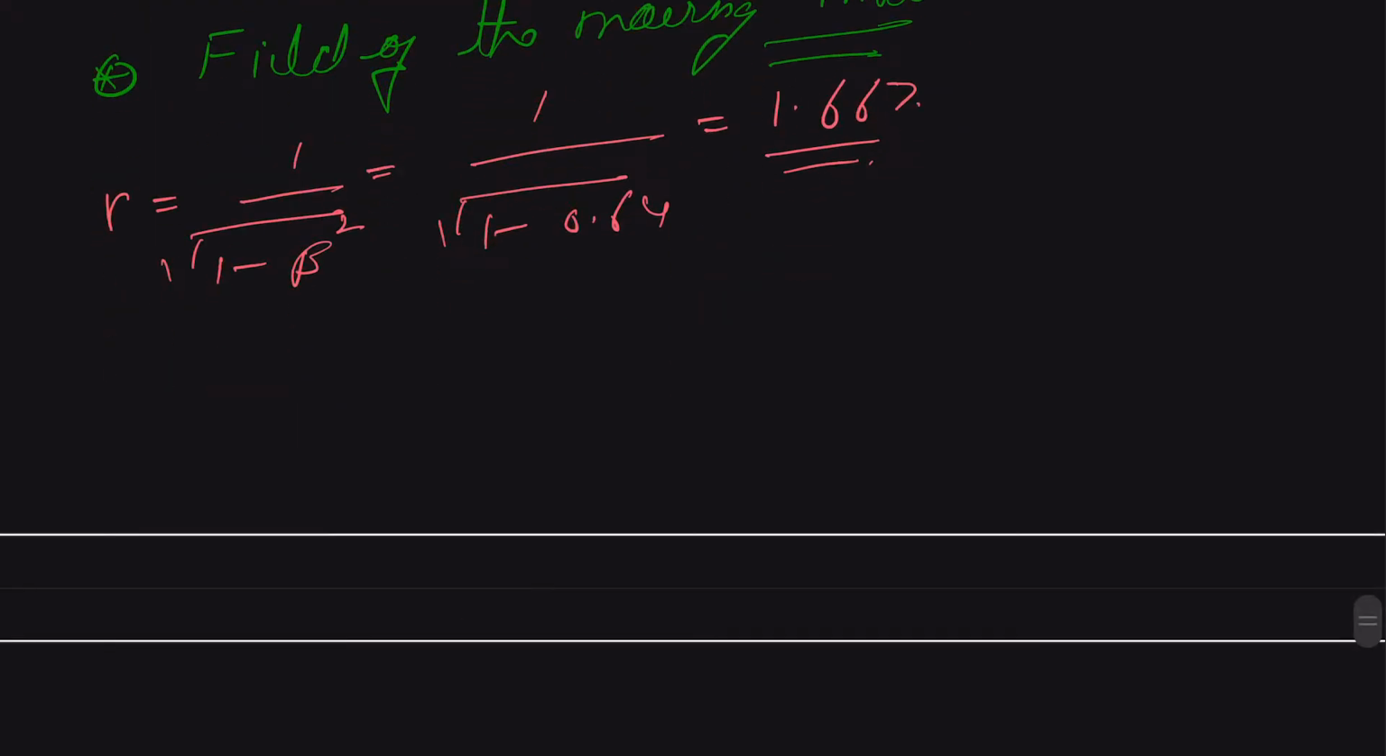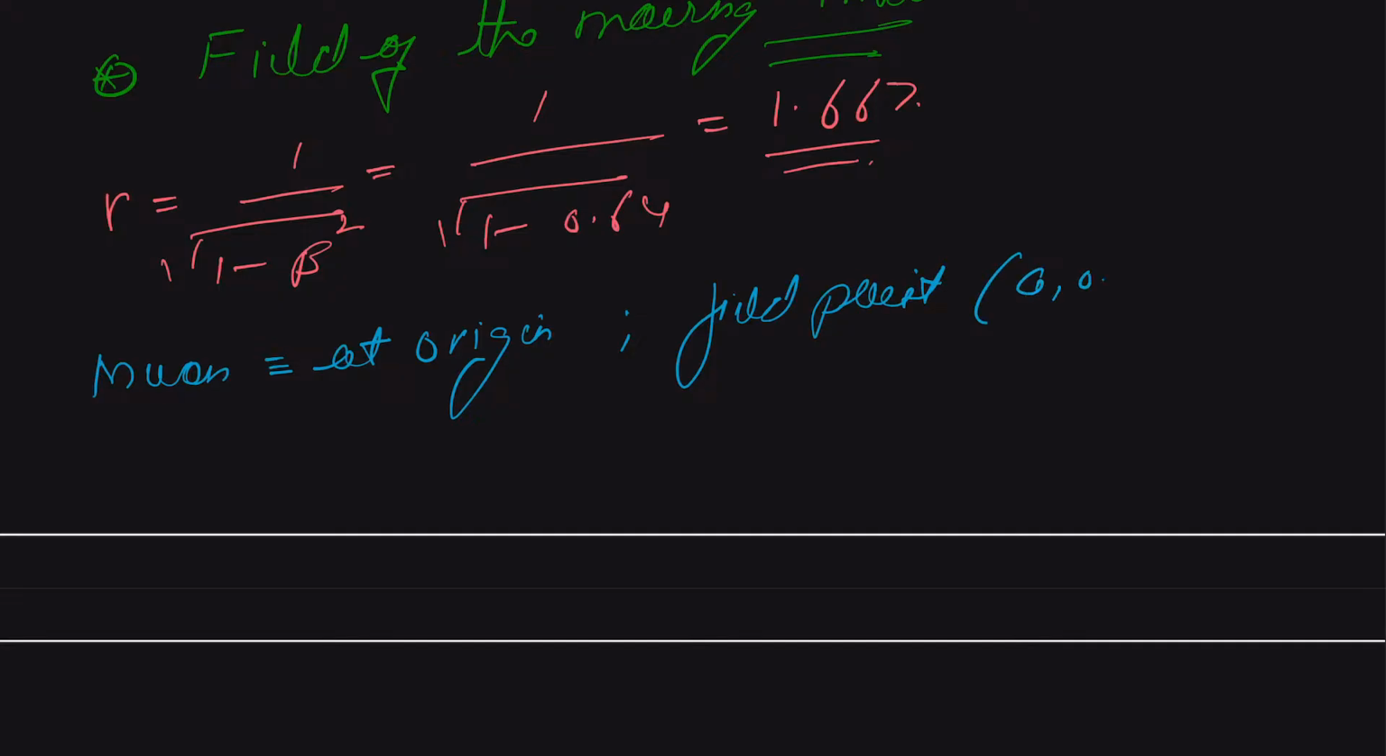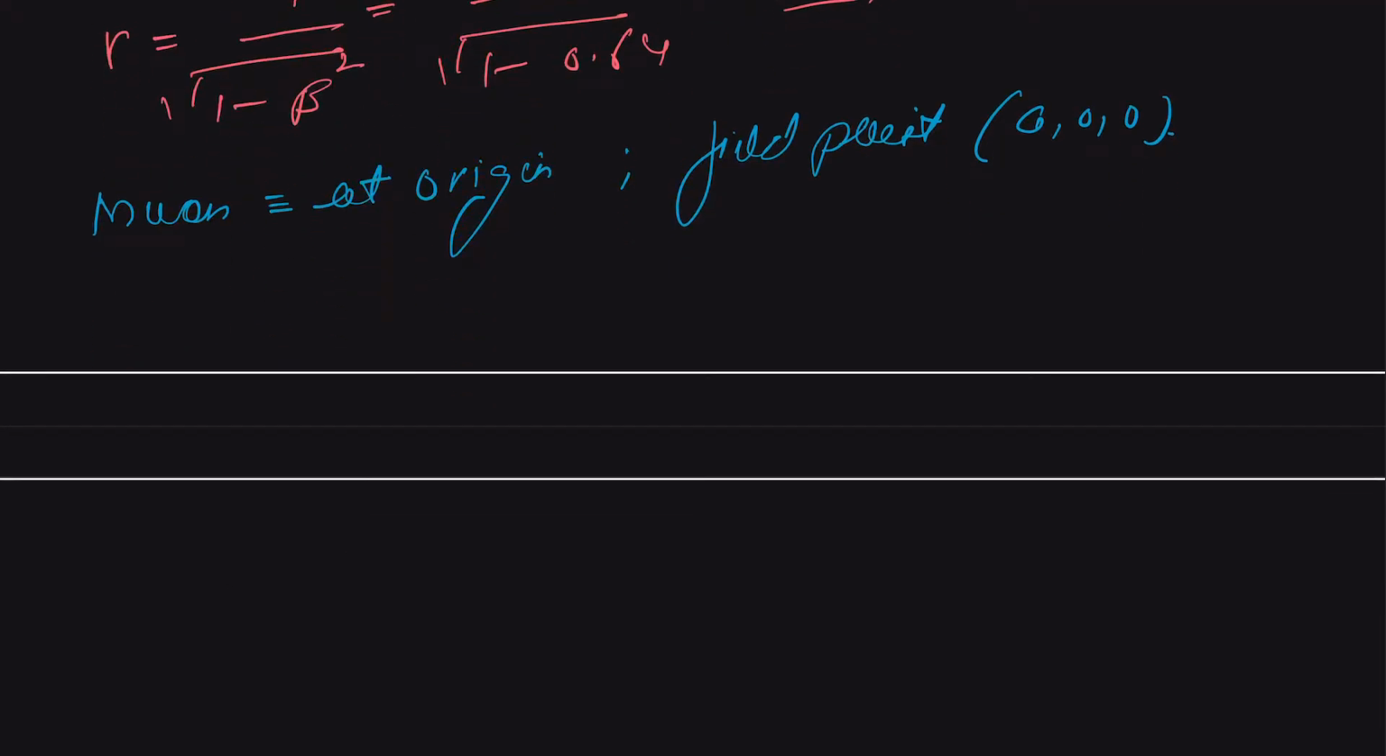So we have to remember that our muon is at our origin and the field point is A comma 0 comma 0. Therefore we have to find out the value of the electric field, and we are going to use the formula for the electric field when the charge is in motion.